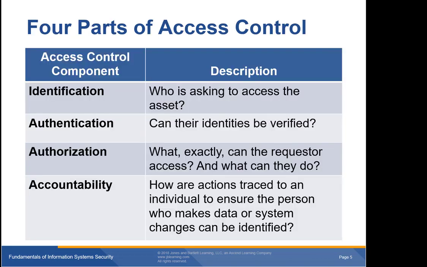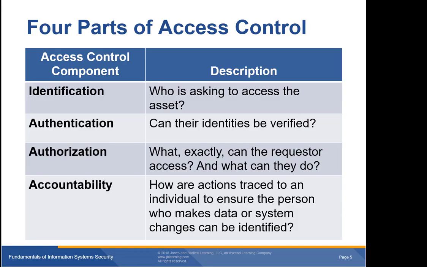Before an asset can be protected, the protector must know some information about the intended user. The four parts of access control are as follows. First, you have identification. That's who is asking to access the asset. Next is authentication. Can the requester's identity be verified? Next is authorization. What exactly can the requester access and what can they do with it? And next is accountability. How can actions be traced to an individual?